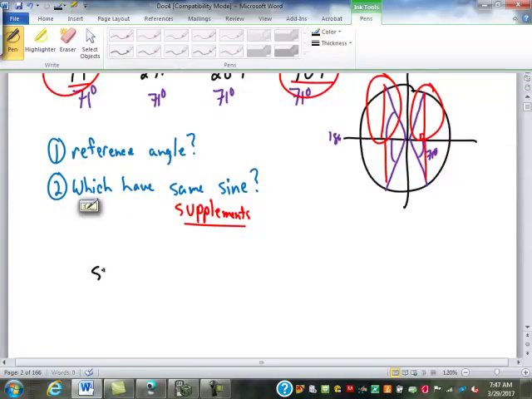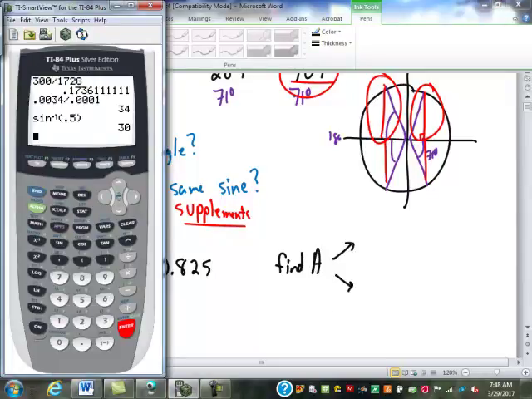So if I give you that sine of A equals 0.825, find A. There's going to be two answers. Now I'll walk you through this one.